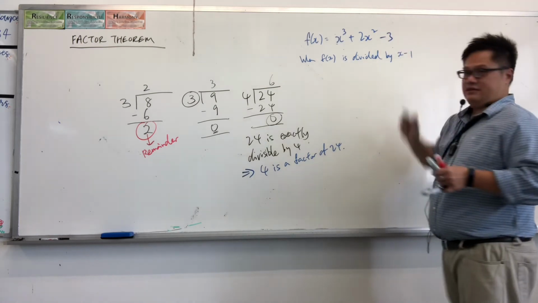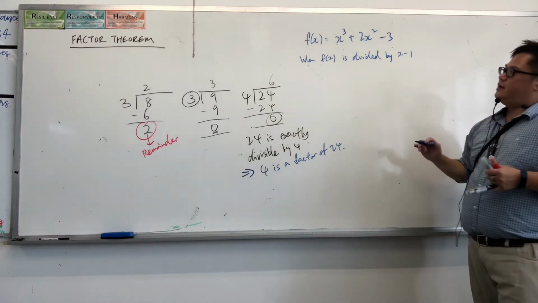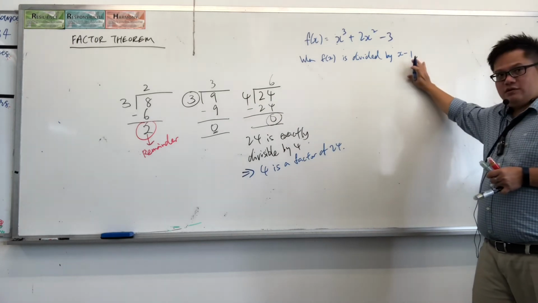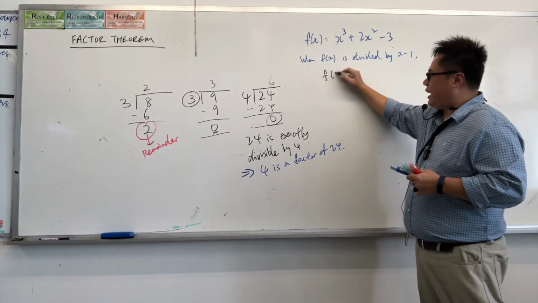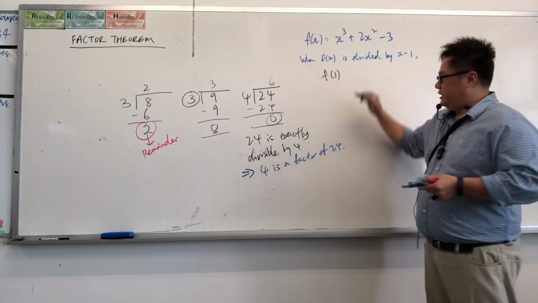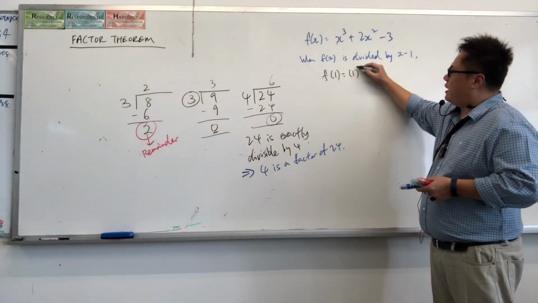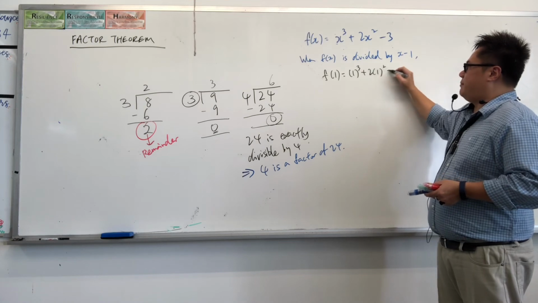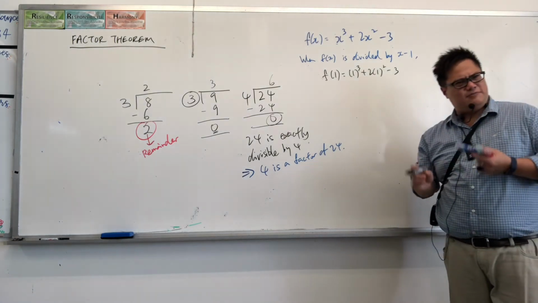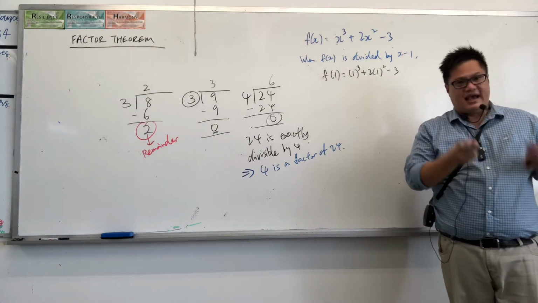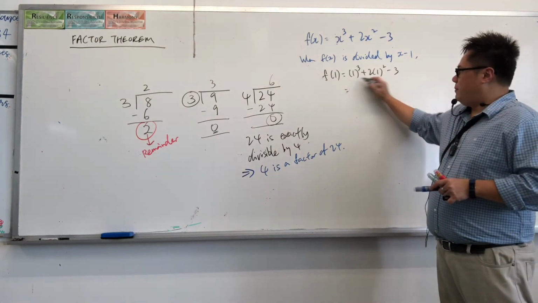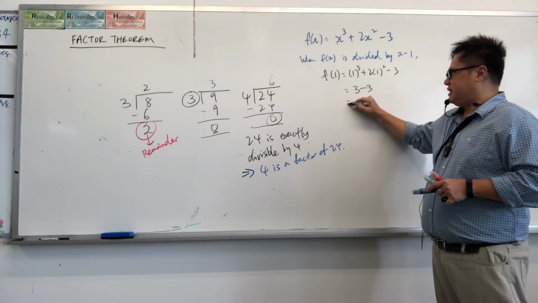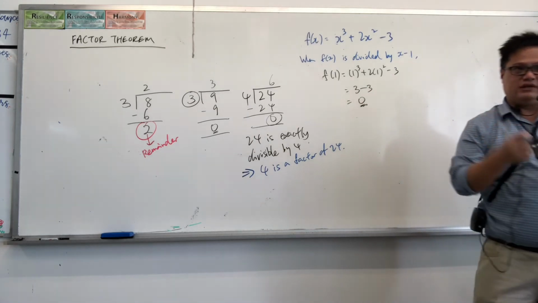Okay, let's take a look at this. When it's divided by x minus 1, am I right to say that this becomes f(1)? Yes or no? Equals, you sub it in. So 1 cubed plus 2 times 1 squared minus 3. Am I right to say this part looks exactly like remainder theorem? Watch, what's the difference? 1 plus 2 equals 3. 3 minus 3 equals what? 0.